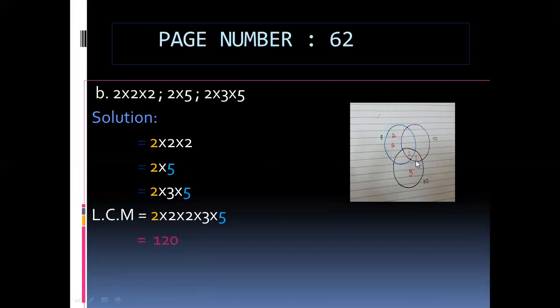I write there 5. 2 and 2 are left in the first. No number is left in the second set. 3 is left in the third set. So I write in the first circle 2 and 2, in the second circle no number is uncommon, and in the third 3 is uncommon. After finding the LCM of these 3 sets of prime factors, 2 multiplied by 2 multiplied by 2 multiplied by 3 multiplied by 5, 120 is the answer.